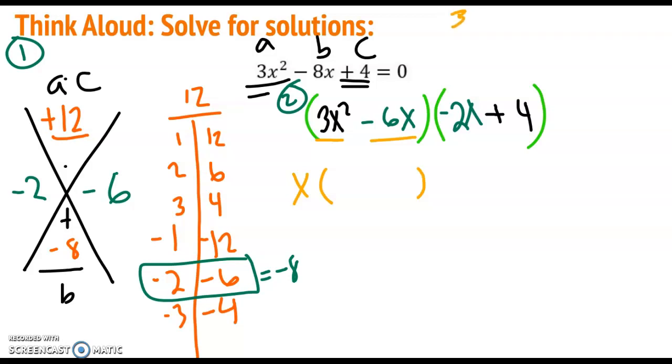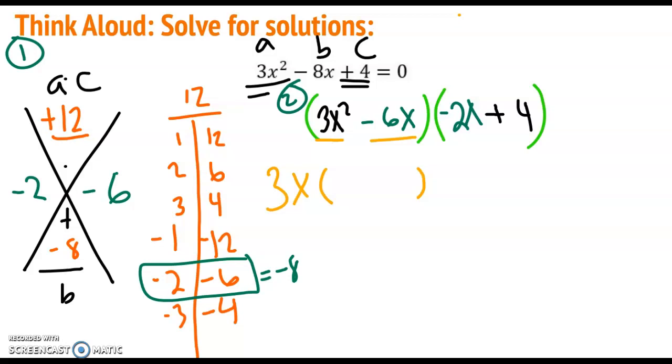If you can't do it right away, it's okay. Just do your factor trees. I just want to know what's the greatest common factor between 3 and 6. Well, I notice that they both have 3 in common, so I'm going to be factoring out a 3x from the first one. I am going to erase this up here so I can have room.